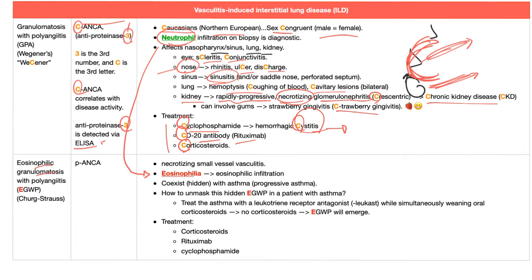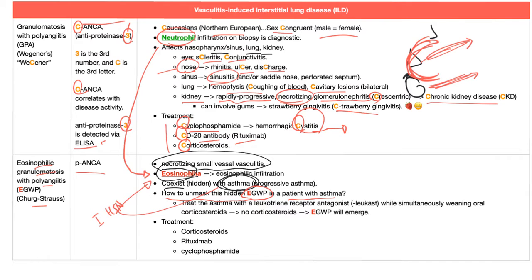Okay, let's talk about eosinophilic granulomatosis with polyangiitis. The old name is Churg-Strauss syndrome. Here is the P-ANCA, not the C-ANCA. Necrotizing small vessel vasculitis, eosinophilia, not neutrophilia. It can coexist with asthma, very important, and of course asthma is related to eosinophils because this is type 1 hypersensitivity reaction. Okay, how would you unmask the hidden eosinophilic granulomatosis with polyangiitis if the patient has asthma?